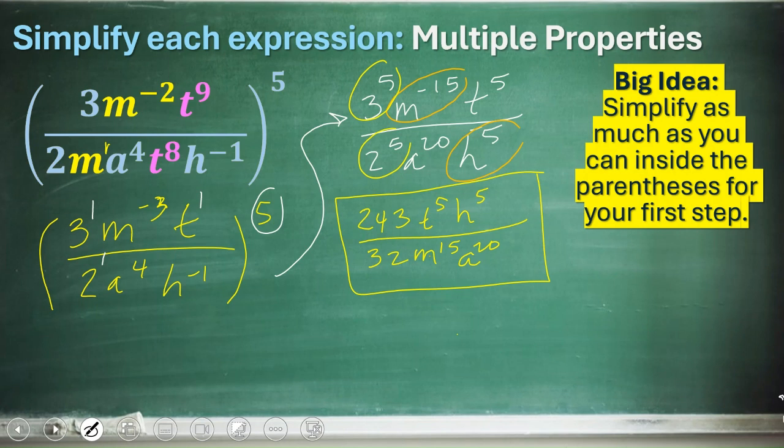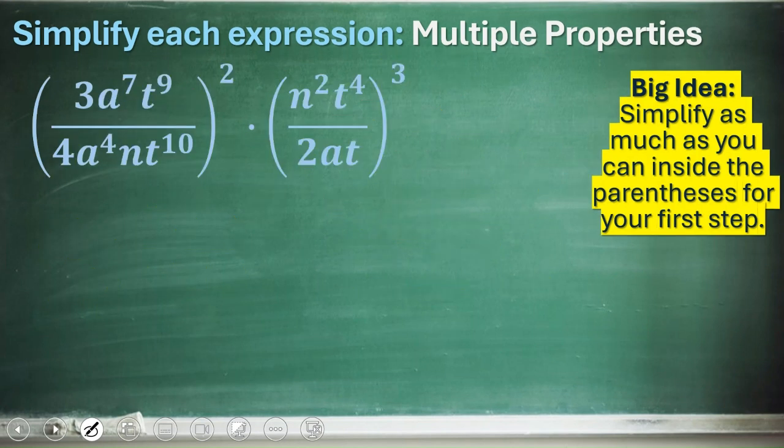Let's go ahead and try another problem. This one's a little more complex. Same idea. We're going to deal with what's inside of the parentheses first. And then we have an additional step because we have 2 fractions multiplied by each other, both of which are raised to different powers. So I'm going to start again by color coding the variables that I have in common, so you can see that.